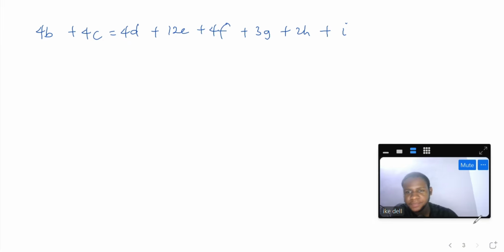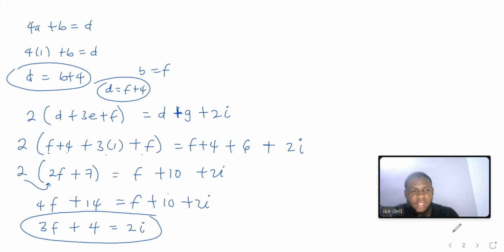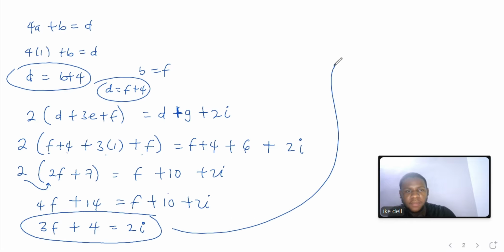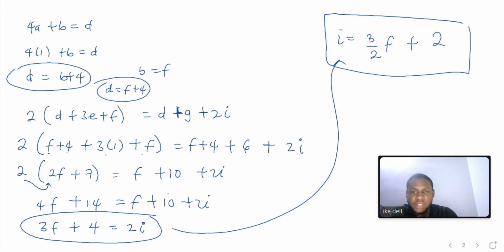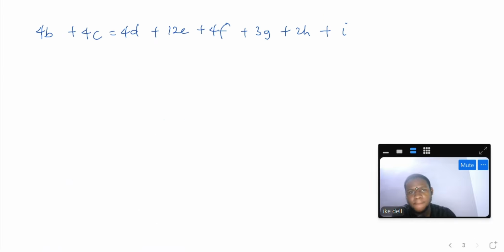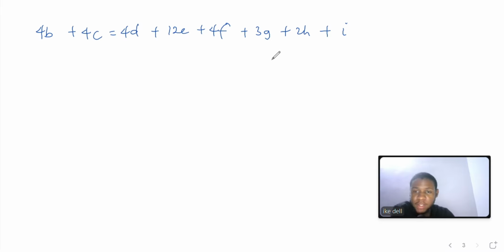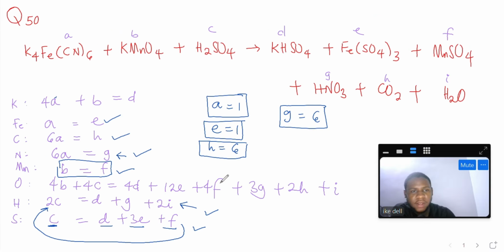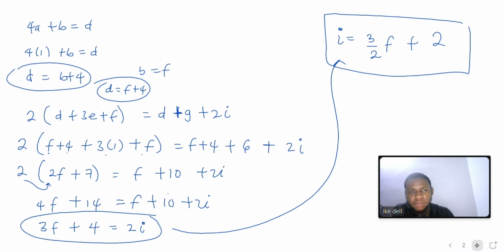Okay, interesting. Now let's see if we can work everything in terms of f. By the way, this is what i is. i should be 3 over 2 f plus 4 over 2, which is 2. This is what i should be in terms of f. Just playing with that, in case I would need to substitute that in here for i, since I really want everything to be in terms of f. So 4b plus 4c, let's see what we can do with that. b is actually f, so that's good.